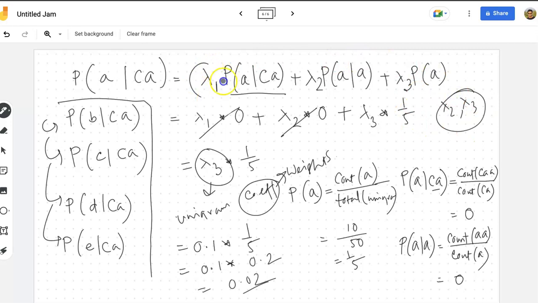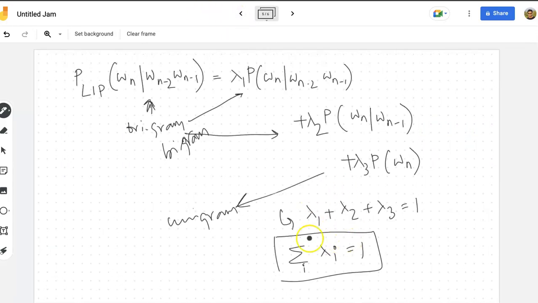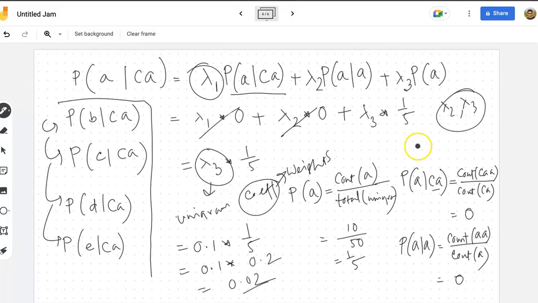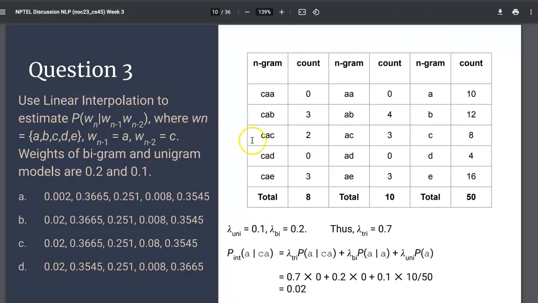Now how should you get lambda 1? The thing is simple. As per the previous slide, the summation should be 1. So in general the summation of all lambdas should be 1. From this you can guess lambda 1. Basically it will be 1 minus lambda 2 minus lambda 3, which is 0.7. Accordingly you will get the value of all the other probabilities. So I hope it is clear enough.